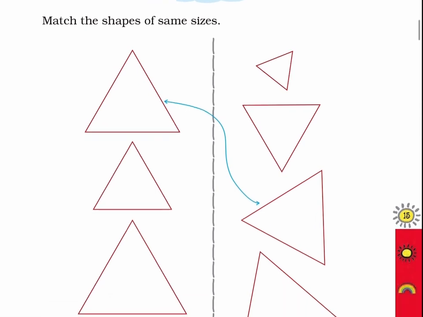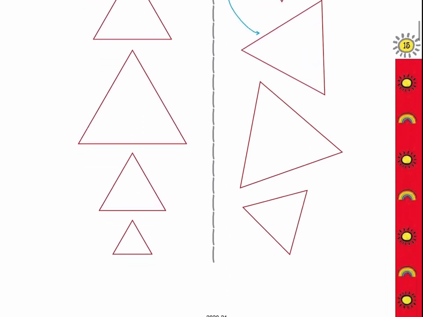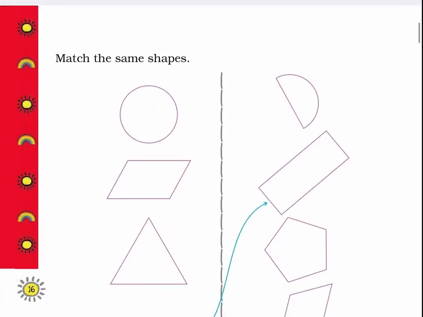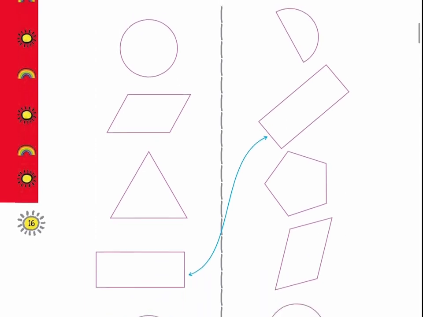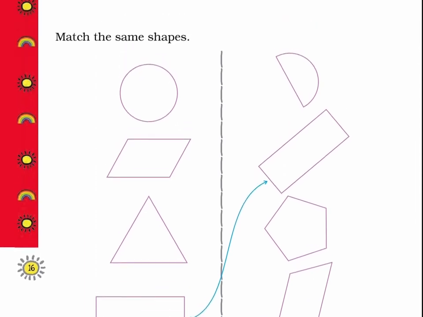Page 16. This page is divided into 2 parts, left side and right side with a dotted line in the middle. 6 different shapes are shown on the left side. The same shapes are shown on the right side, but the sequence is different. Shape number 4 from the left side is matched with shape number 2 on the right side, as they are the same. Question on this page. Match the same shapes.